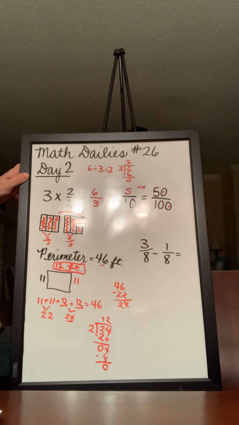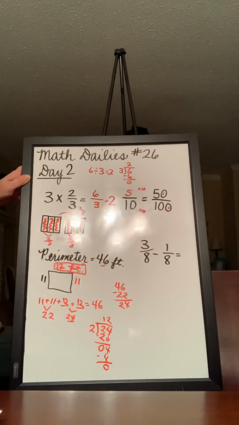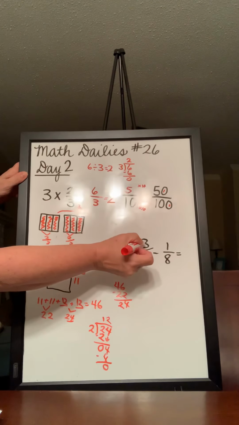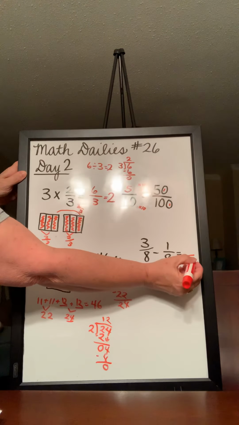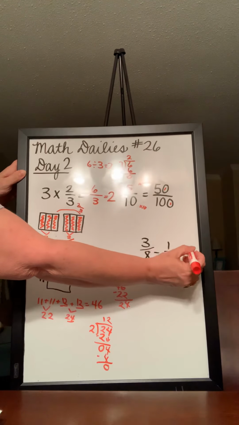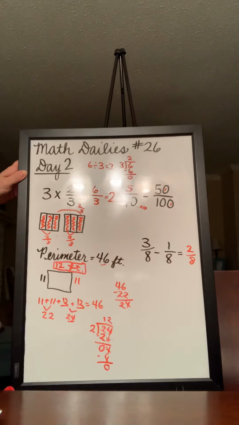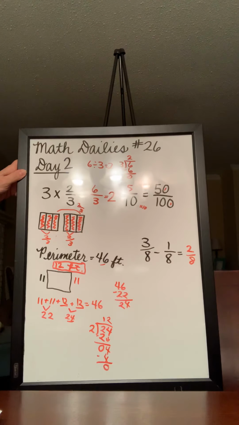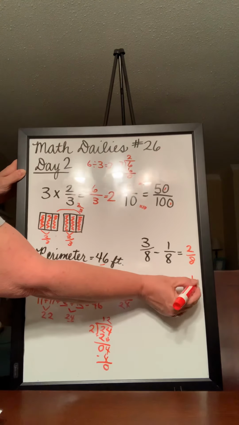And then last we have subtracting fractions. And because the denominators are the same, it's going to be easy peasy. Just keep the 8 on the bottom and then subtract the top. 3 minus 1 equals 2. And you may know that 2/8 is also 1/4. So if you wanted to reduce it down, that'd be okay too. But the answer is 2/8 or 1/4.